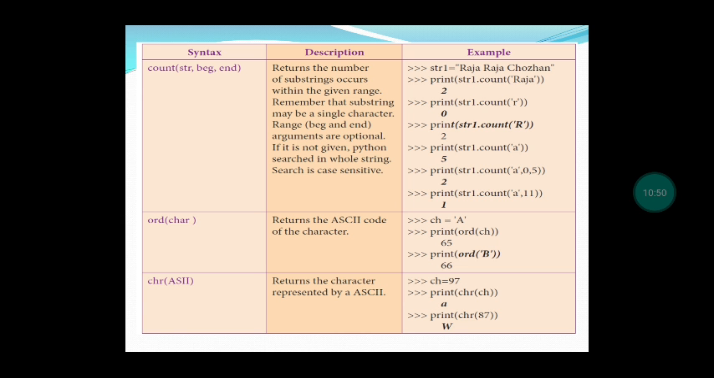Next function, ord. The ord function returns the ASCII code. ch equal to capital A, we are getting the output as 65, and they have given capital B, so we are getting the ASCII code as 66. And chr, it is just opposite to ord, it returns the alphabets, that is characters. We are giving 97, so it returns small a. And next we are giving 87, it returns capital W. So these are all the built-in functions which are available in Python.